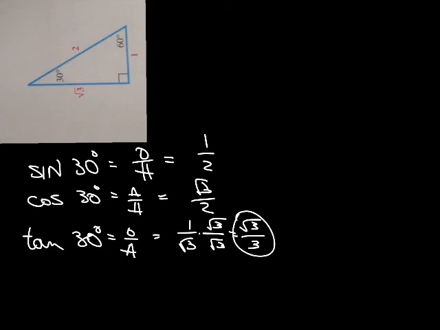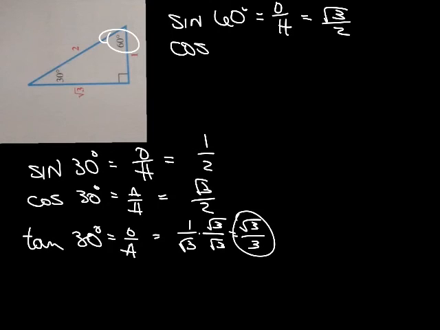If I was interested in the sine of a 60-degree angle, which would be this one here, it would be, again, opposite over hypotenuse, which in this case, the opposite of the 60 is the square root of 3 over 2. The cosine of that 60-degree angle is going to be adjacent over the hypotenuse, and the tangent of that 60-degree angle is going to be opposite over adjacent.